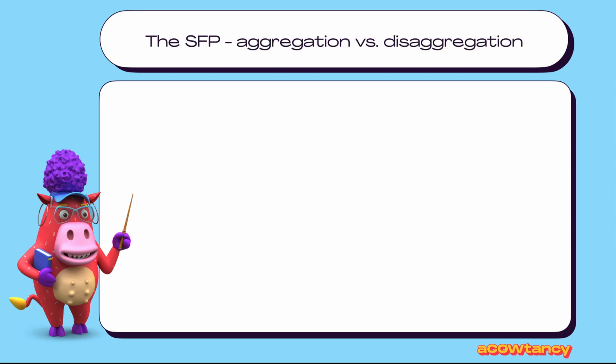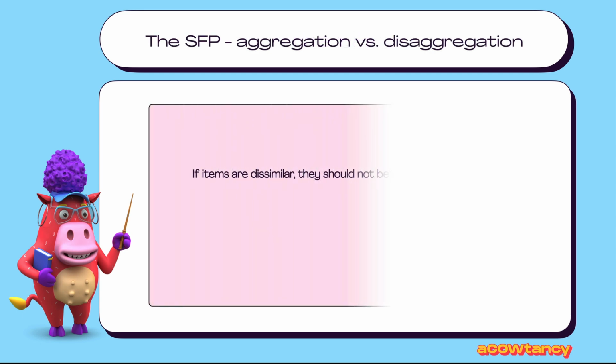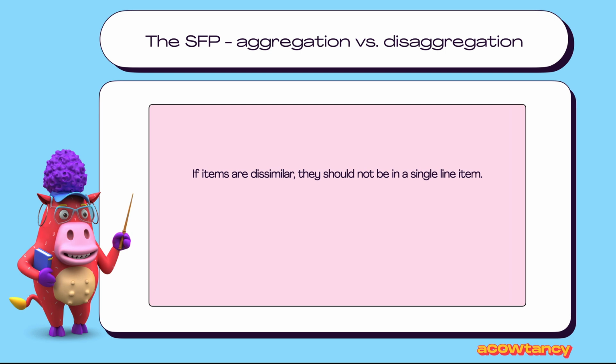Now, it's all about this aggregation and disaggregation. So if items are dissimilar, well, they shouldn't be in the same line. So an investment property wouldn't be in PPE because it's a different beast, isn't it? You're keeping it for different reasons, so they are dissimilar.